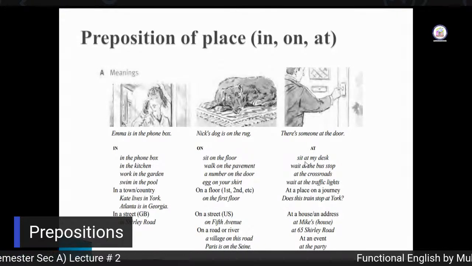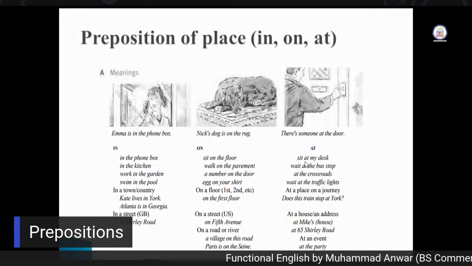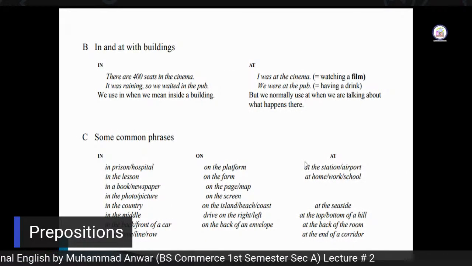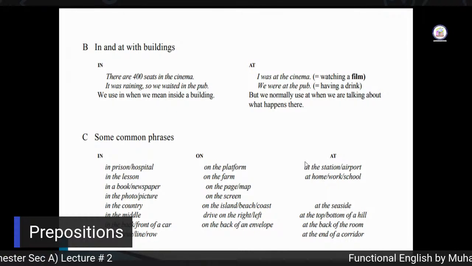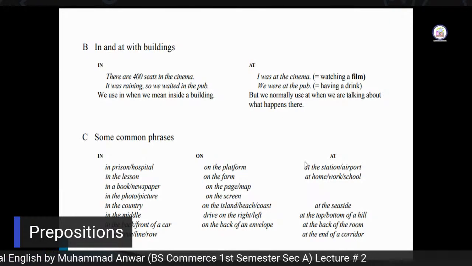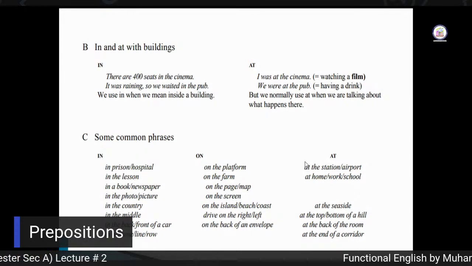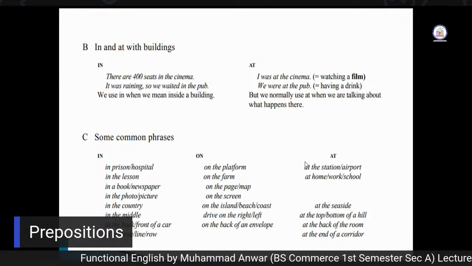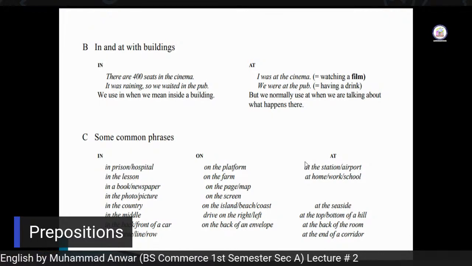So these are in, on, at, prepositions of place, and they are used here as prepositions of place. कुछ और इस्तेमालात भी हैं इन prepositions के. As I told you that they are very commonly used. So here you can see in and at with buildings. क्या कहा जा रहा है? There are 400 seats in the cinema. It was raining, so we waited in the pub. We use in when we mean inside a building.